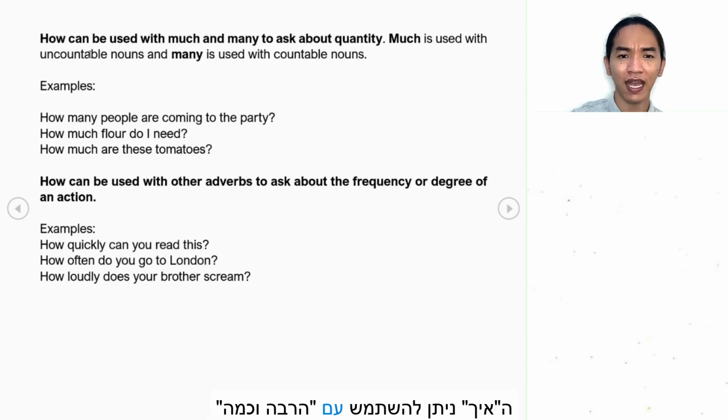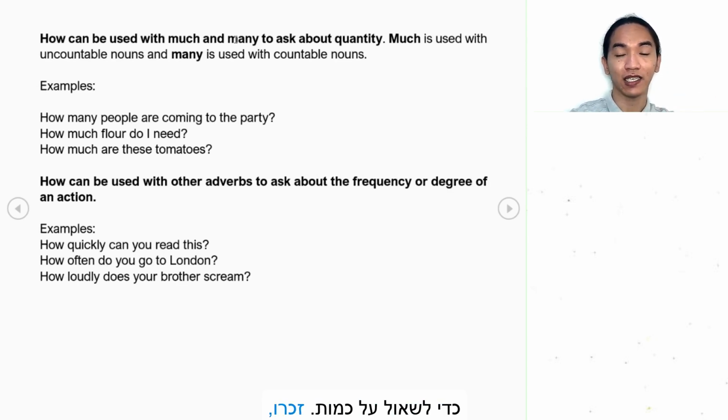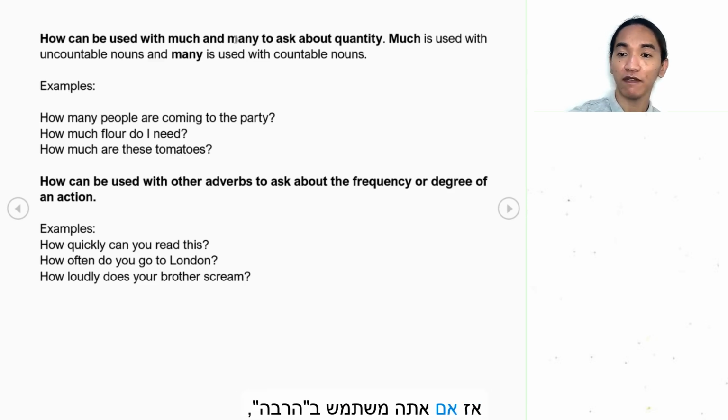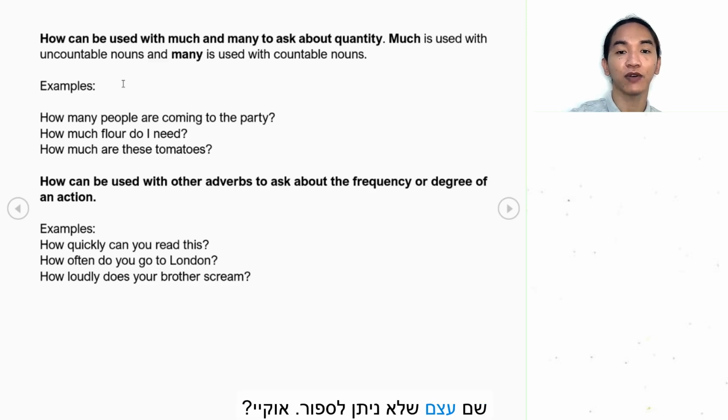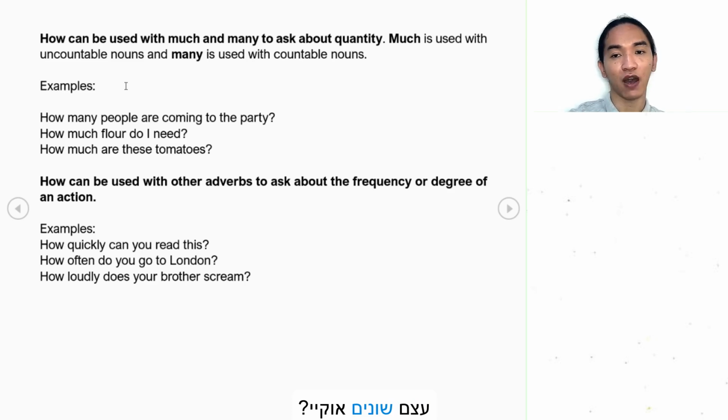Next, how can be used with much and many to ask about quantity. Remember, if you're asking about quantity, then we can use how, provided that you partner it with much or many. So if you use much, make sure that you partner it with an uncountable noun. It should be an uncountable noun. I think we know about this rule. And when you partner how with many, make sure you use it with your countable plural nouns.